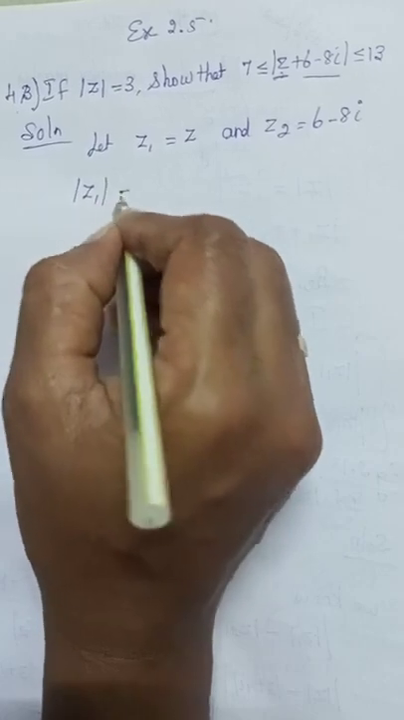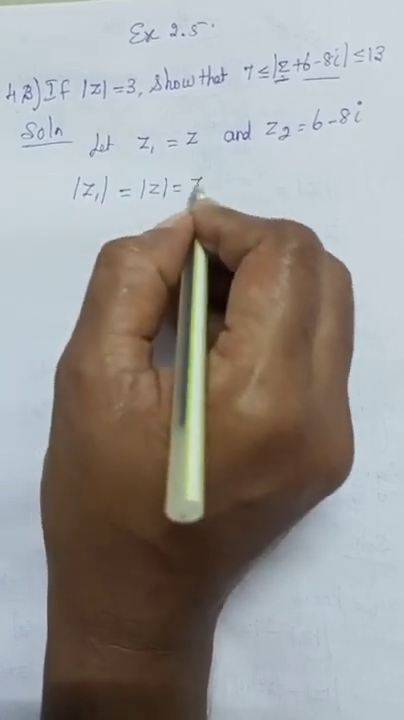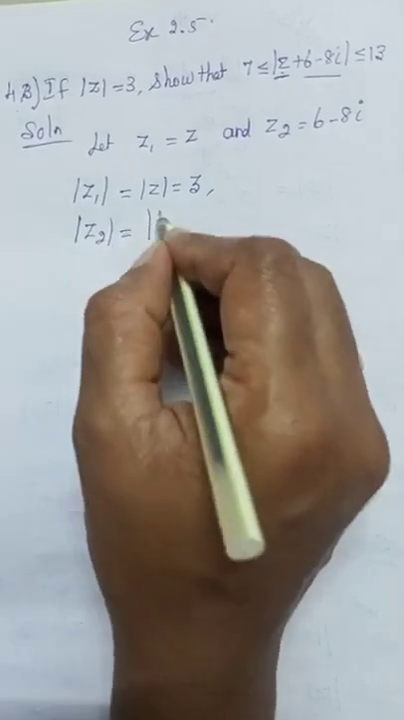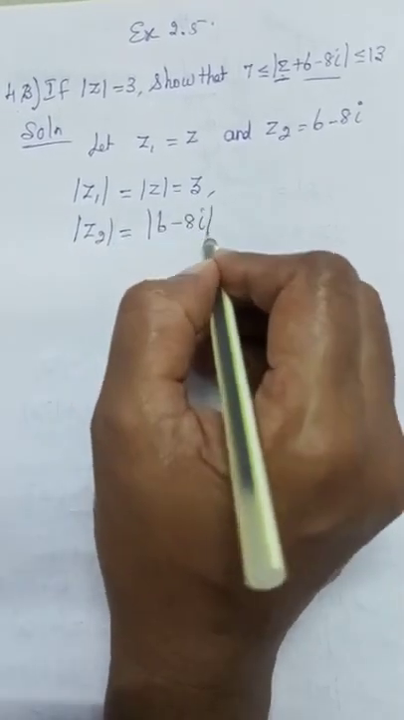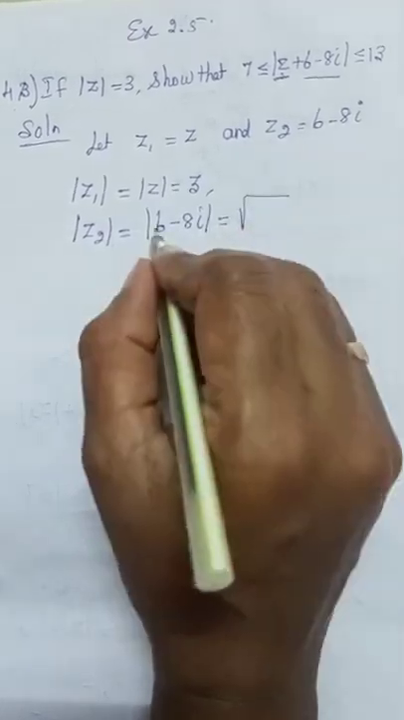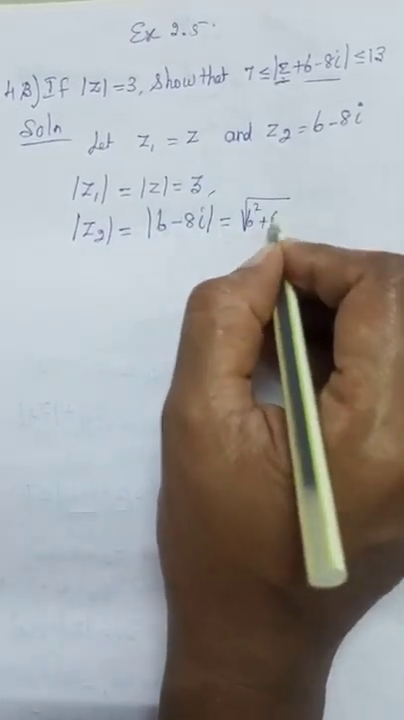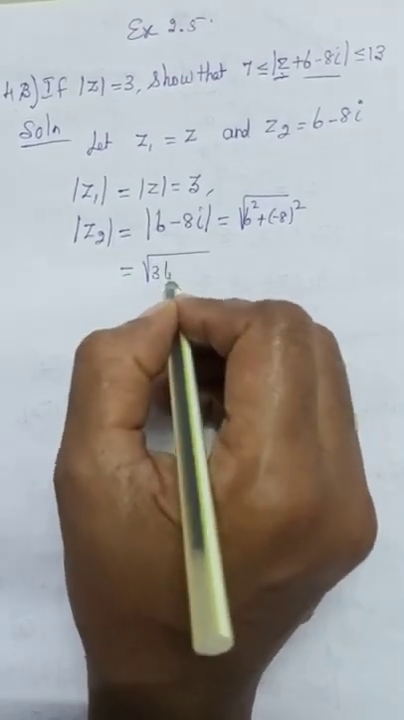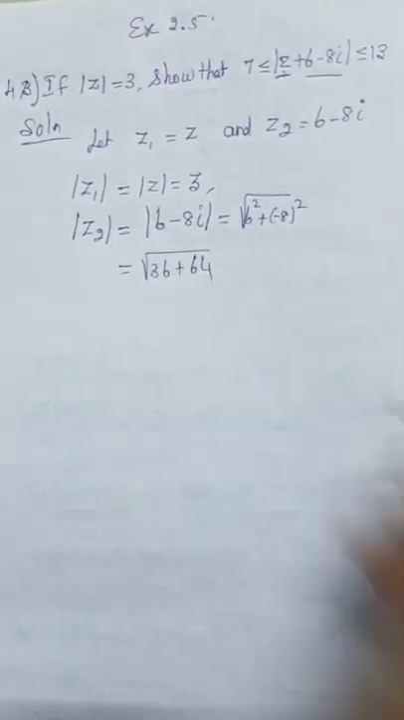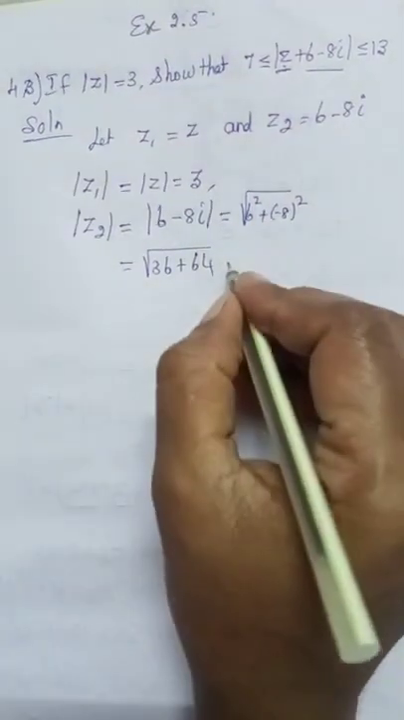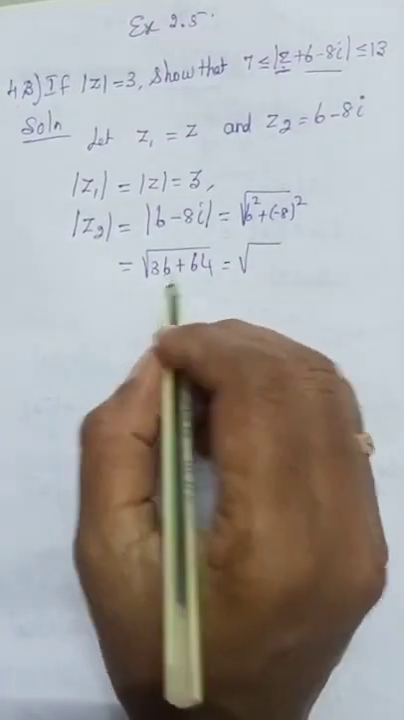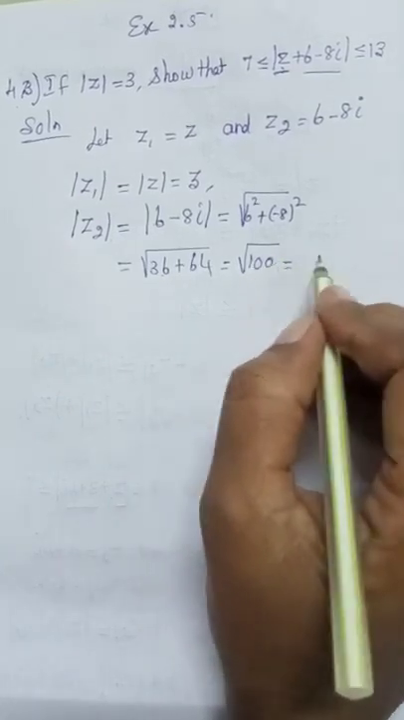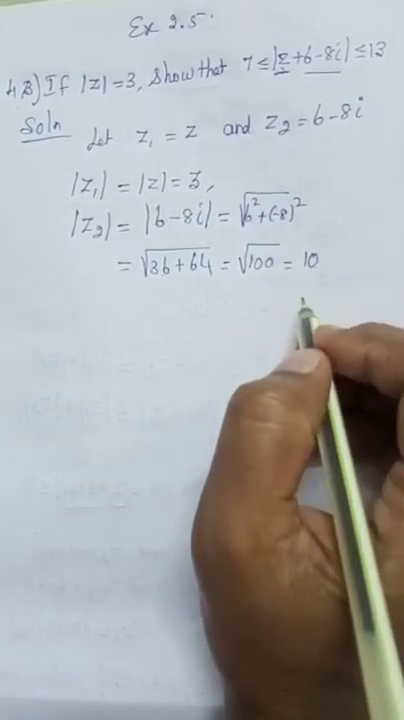The modulus z1 is modulus z, which is equal to 3. It is given. Then modulus z2 means modulus 6 minus 8i, isn't it? That is root of 6 square plus minus 8 the whole square. 6 square is 36 plus 8 square is 64, equal to root 100. We know 10 into 10 is 100. So our answer is 10.